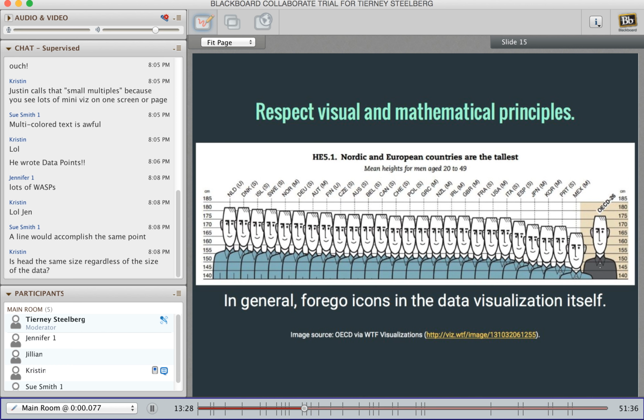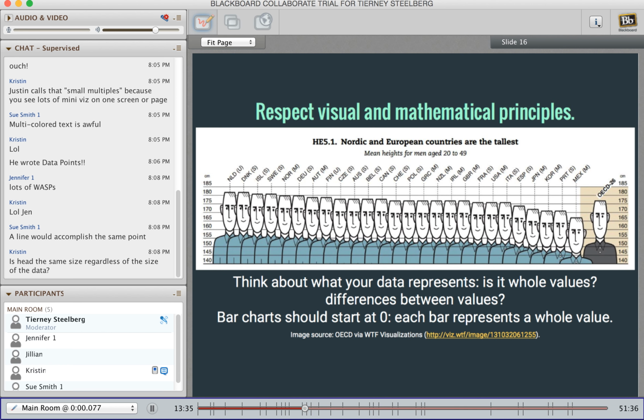This chart also commits the cardinal sin of starting the bars at a value other than 0. This is misleading as well, since the bars of a bar chart are supposed to represent whole values. When creating a chart or graph, think about what your data represents and present it accordingly.